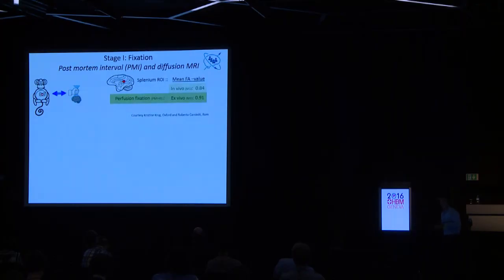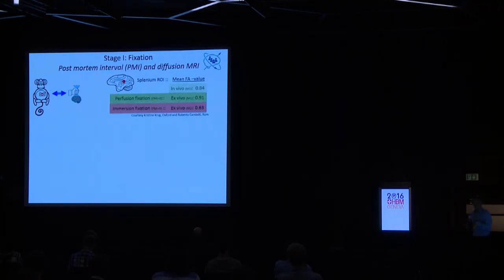So how does it actually impact our diffusion measurements? I did a small experiment. We have a monkey brain here. We drew a small region of interest in the splenium of the corpus callosum and calculated the mean FA within it. In vivo, we have an FA of about 0.8, but in the perfusion fixated brain of the same animal, where the post-mortem interval is 0, we have a bit higher FA.